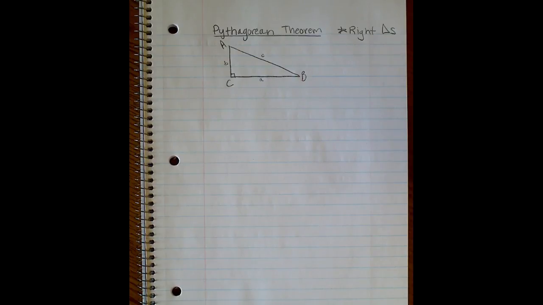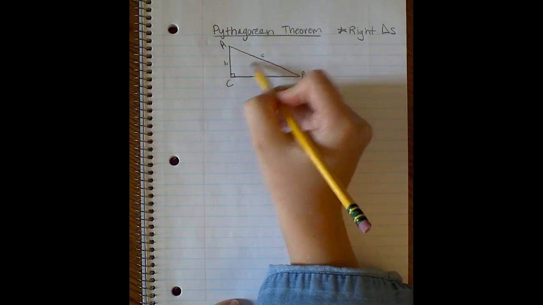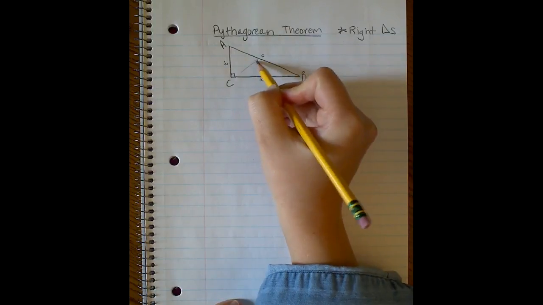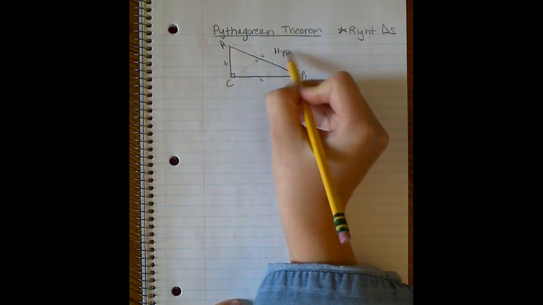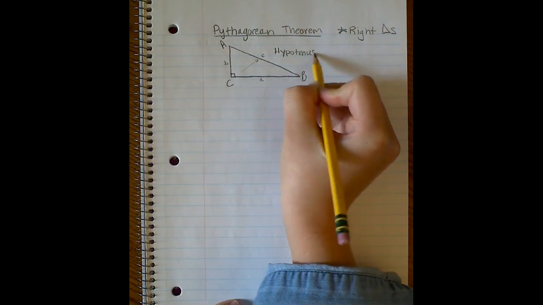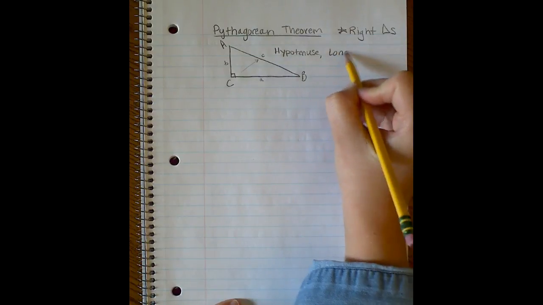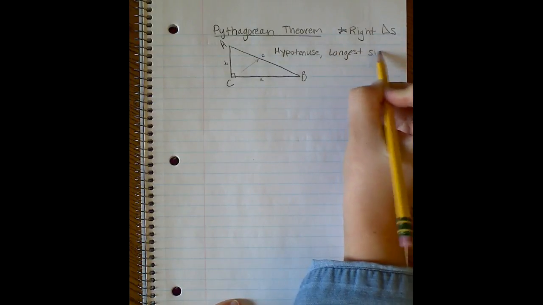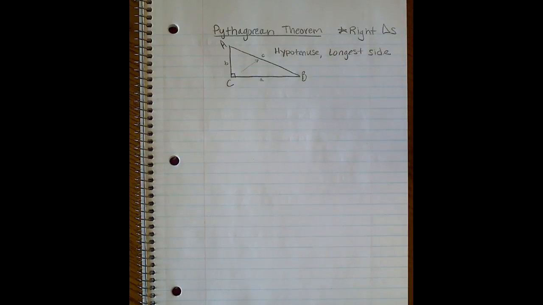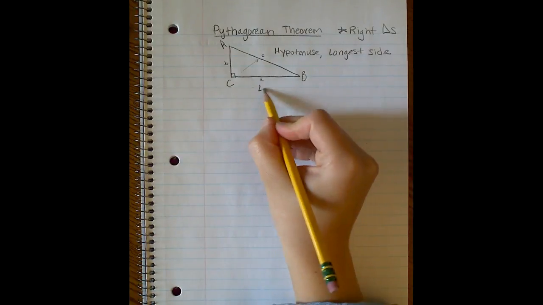Another important fact about right triangles is that the hypotenuse is always the longest side, across from the 90-degree angle. So across from 90 degrees is always the hypotenuse, which is the longest side. The other two sides, a and b, are smaller than the hypotenuse, and we refer to them as the legs.